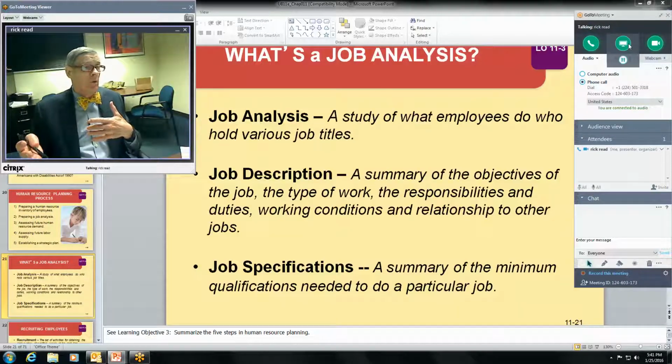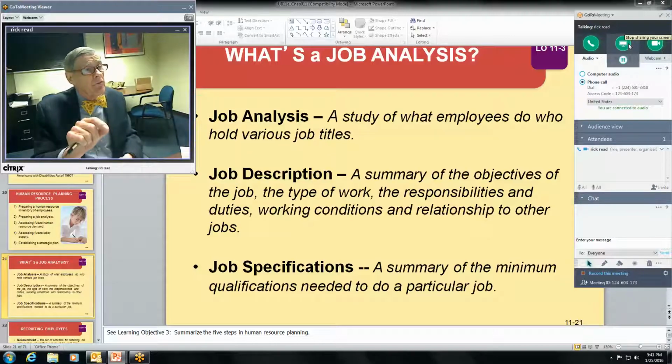From the job analysis, you have two other documents: the job description and the job specification. The description says the job objectives, what the type of work is, responsibilities, working conditions, reporting relationships, etc. Whereas job specifications talk about the minimum qualifications an individual needs to hold, that covers education, experience, etc. The operative word there is minimum.